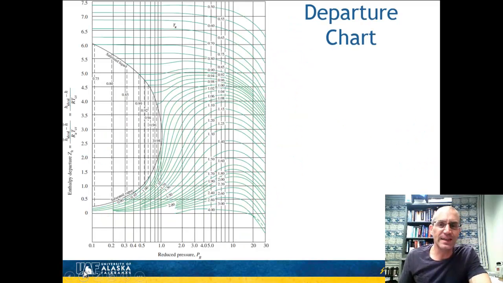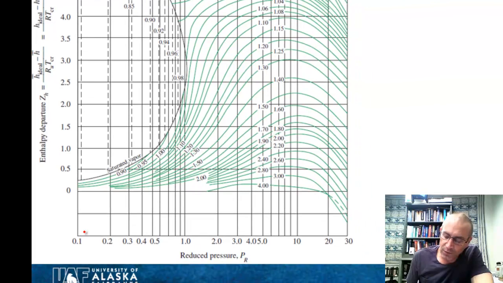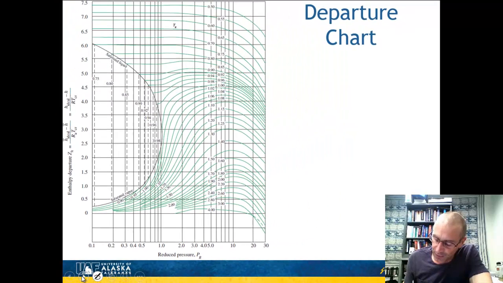So this gives us the idea of the departure chart, and this is someone that's done all of those integrals. So this is in the tables of your book, in the appendix, and what this is a plot of, on the y-axis, is what's called the enthalpy departure, and it's the value of the ideal enthalpy minus the actual enthalpy normalized by RT, and this is all plotted as a function of reduced pressure. So this is similar to the compressibility chart, where Z, the compressibility, was a departure from ideal gas behavior. This is the departure of the enthalpy values.